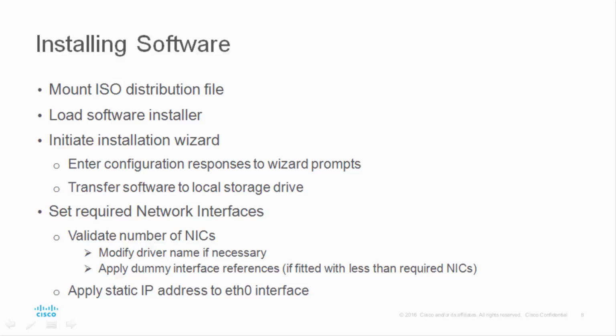Once the transfer process has completed, we make the necessary adjustments to the network interfaces. This may entail editing the device name learned during the install or applying dummy references should the server not have the required numbers of NICs. By default, the installed system will employ DHCP to acquire its primary IP address. It is recommended that a static IP address is assigned.